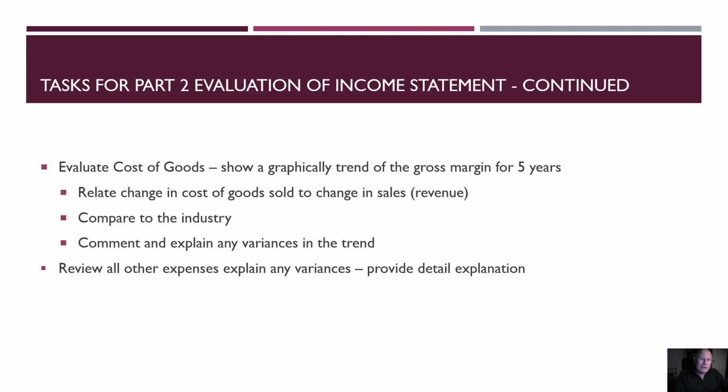Provide a detailed explanation. So if you're looking from year to year and on your common size, you see that general administrative runs 5% every year, that's no big deal. Okay, fine. You don't need to comment on that. But if it goes 5% to 10%, we better find out why it went up. Then take a look at the tax provision for 3 years. That will take care of the income statement. There's a lot riding on this.